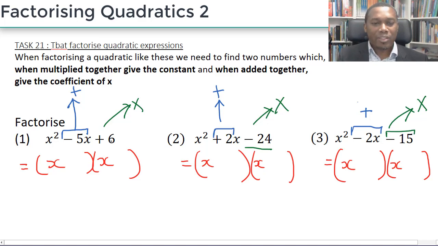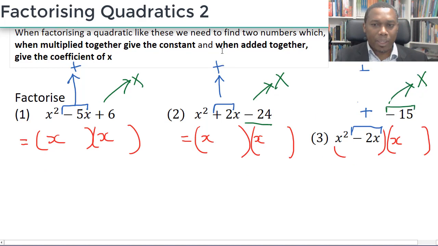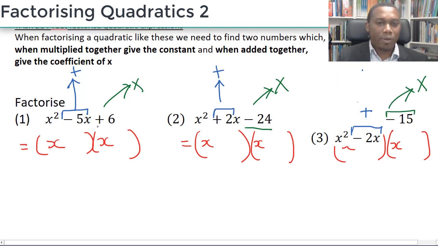So I have a positive 6, but I need a negative 5. And I'm thinking, okay, how do I get 6? How do I get positive 6? 1 and 6, 2 and 3.